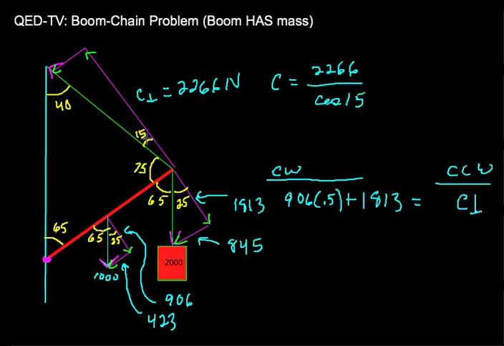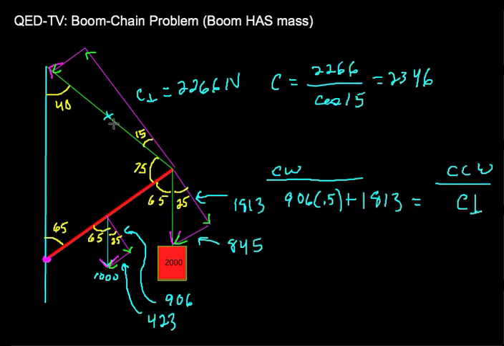Hopefully that makes sense. If we take the cosine of 15 right here, that'd be the adjacent, which is what we know, over the hypotenuse, which is what the chain is. So the hypotenuse would be 2266 over the cosine of 15. That gives us a chain force of 2346 newtons. You should always pause this video and make sure everything's working out right.